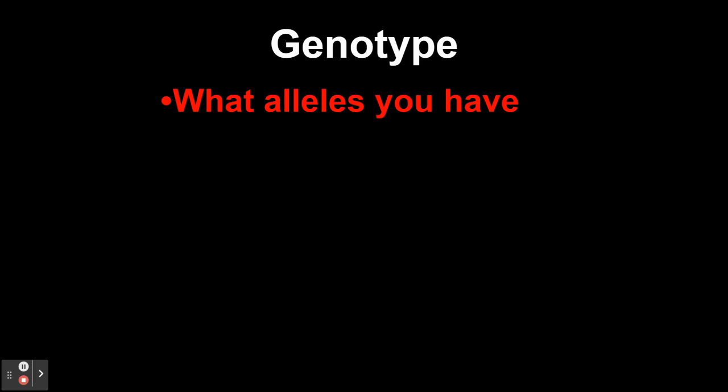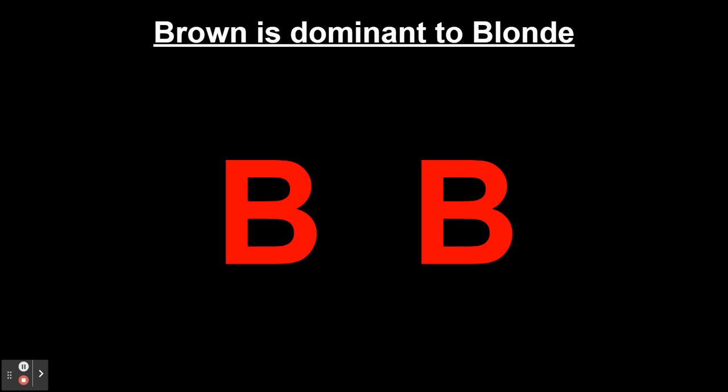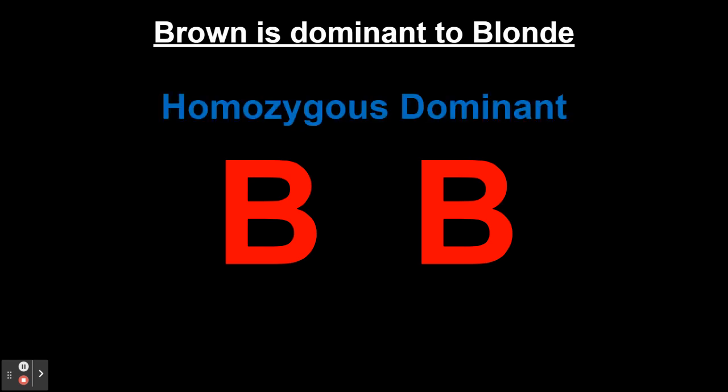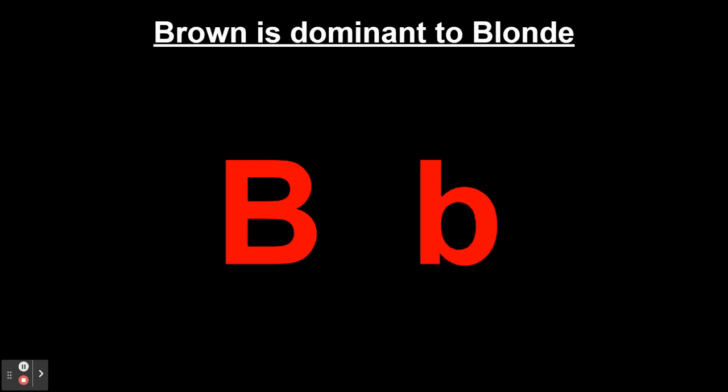Remember, genotype is the alleles that you have, so that's the letters. And then phenotype is the physical trait. So in this case, two big letters, you're going to have brown hair, and that's going to be called homozygous dominant.